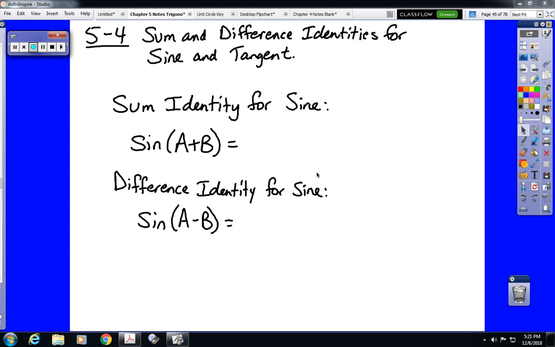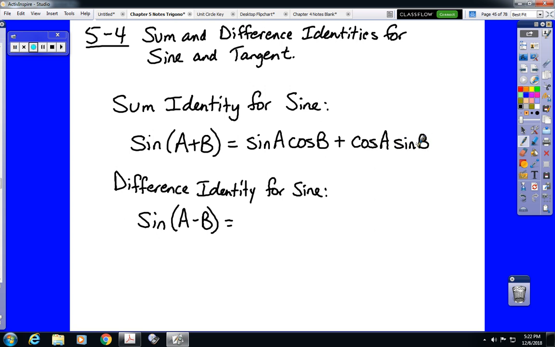types. There are some examples in this section that are actually helpful for the homework from the previous section. These two sections are very closely related to each other. So the identity for the sine of a plus b states that the sine of a plus b is equal to the sine of a times the cosine of b plus the cosine of a times the sine of b.